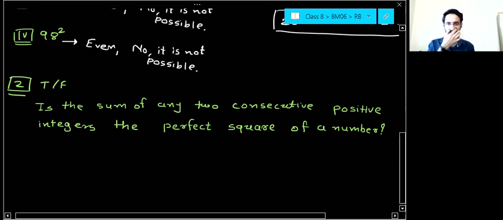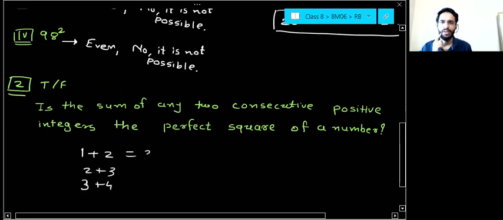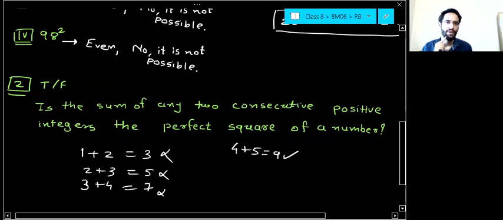Just check true or false. Sum of any two consecutive positive integers. Any two means, suppose I'm taking 1 plus 2, 2 plus 3, 3 plus 4. So 1 plus 2 is 3, 2 plus 3 is 5, 3 plus 4 is 7. Is it a perfect square? No. But if I take 4 plus 5, it is 9, which is 3 square. So it is true for a few. It is not true for all.